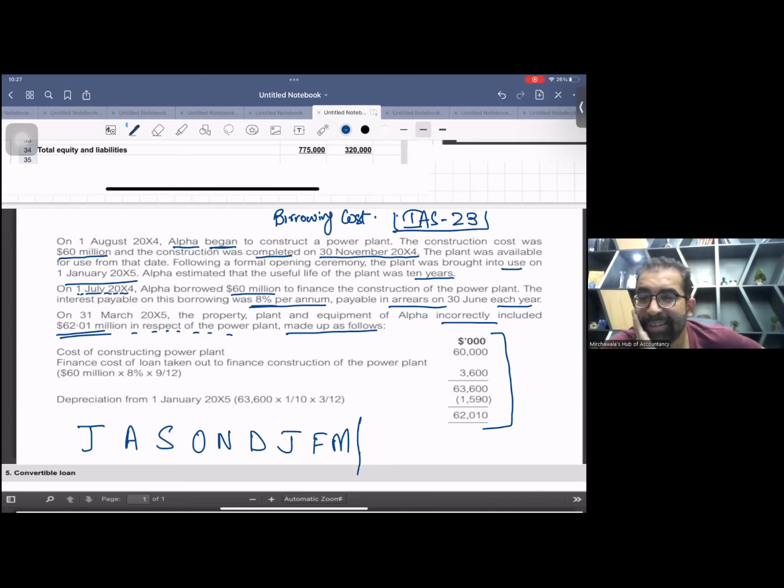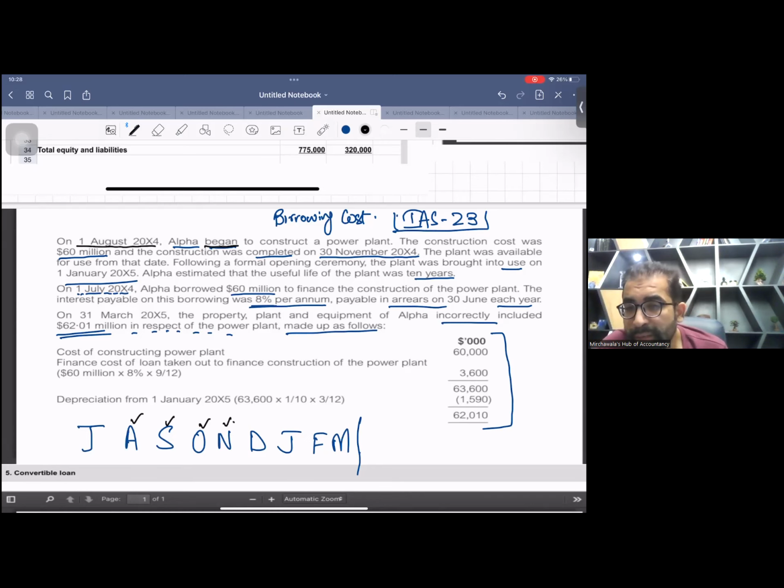Now, the real thing. For how many months can you do capitalization? The work began on 1st August X4. So from August, you started the work: August, September, October, and November. On November, you finish the work. Only 4 months interest you can capitalize. Not a single day more you are allowed. Only 4 months.